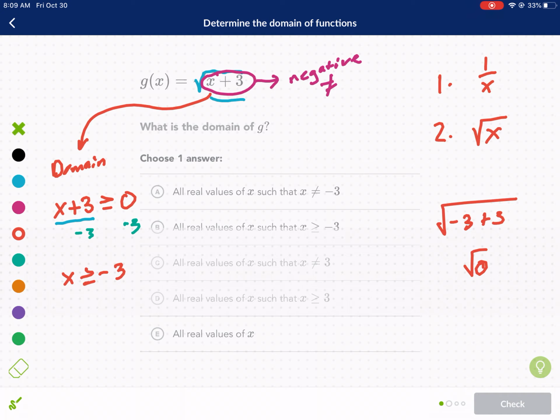But what happens if it's less than negative 3? If we put a negative 4, we get negative 4 plus 3, the square root of negative 1. Guess what? That's an imaginary number. That is no good. We can't have that situation. So it has to be negative 3 and bigger.